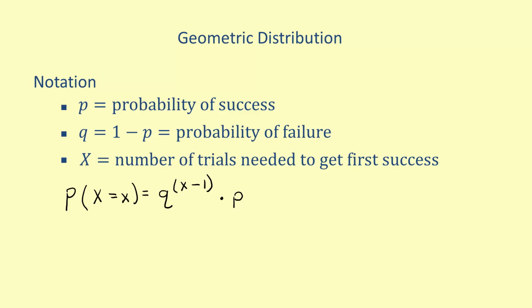The number of trials has to be a whole number, so this is a discrete probability distribution. There must be at least one trial to get a success, and there's no upper limit to the number of trials it could take to get the first success. So this is defined for the values 1, 2, 3, and so on.